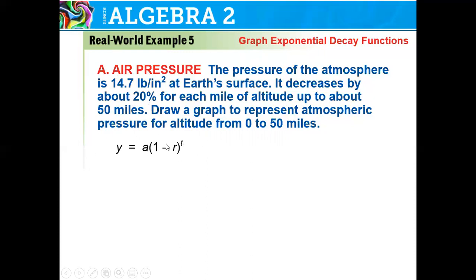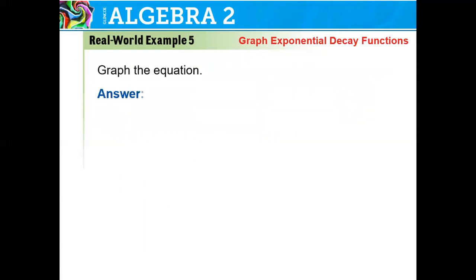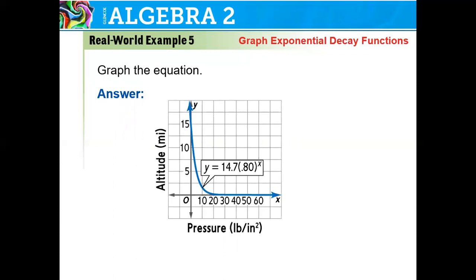Now when I want to model my function, I will model it this way. For growth, I would have addition instead of subtraction, but since I'm dealing with a decay function, this is how I will model it, where A is the initial pressure and R is the percent of the decrease. By putting them in, you end up with this function, and now we need to graph it for different t. And this is the graph we get.